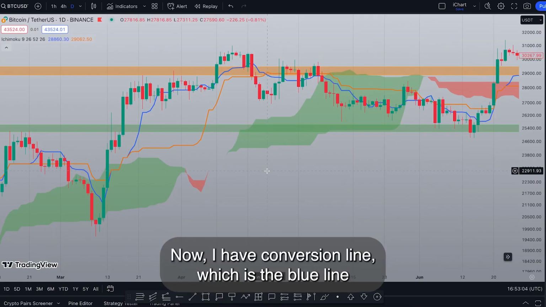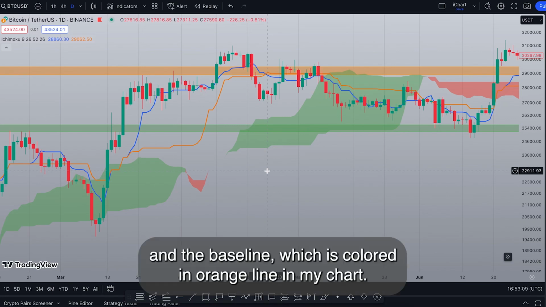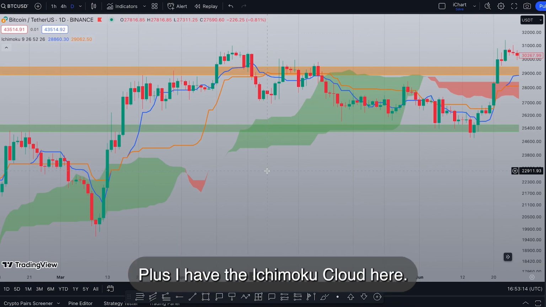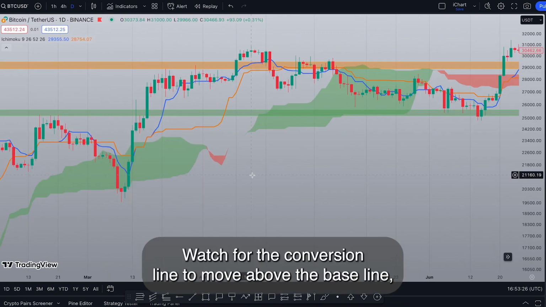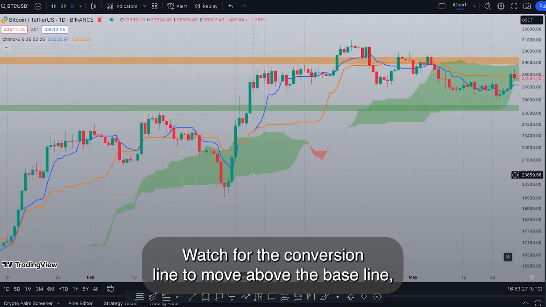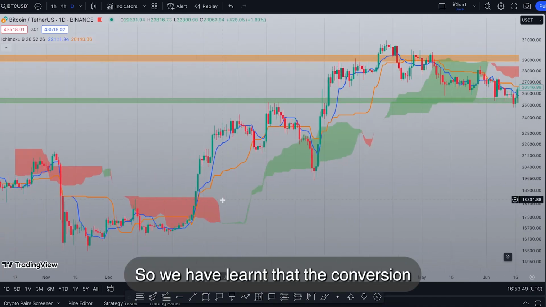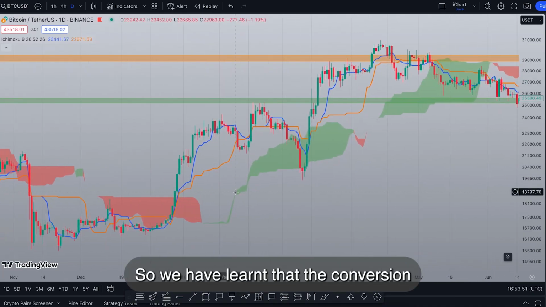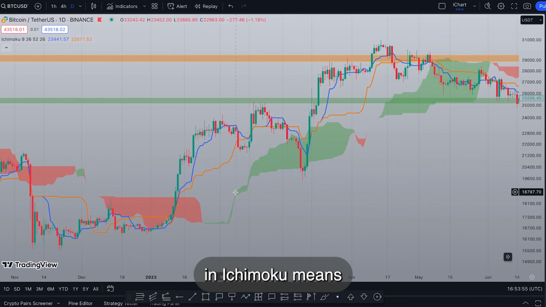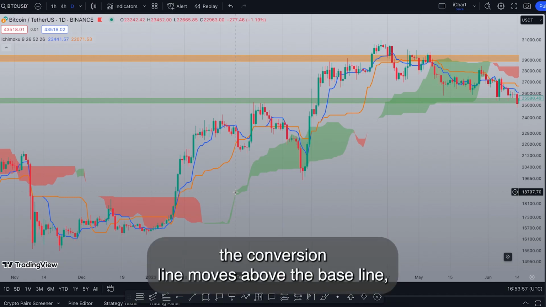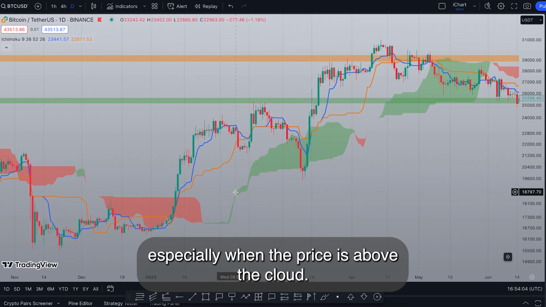Now I have the conversion line, which is the blue line, and the baseline, which is the orange line in my chart. Plus, I have the Ichimoku cloud here. Watch for the conversion line to move above the baseline, especially when the price is above the cloud. So, we have learned that the conversion line moves above the baseline, especially when the price is above the cloud.